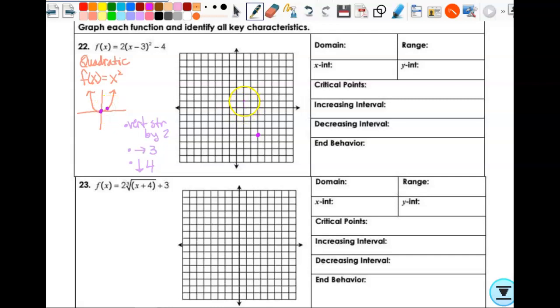1, 1. Vertical stretch by 2. That means I multiply my y value by 2. My y value is 1. It becomes 2. Then I go to the right 3: 1, 2, 3. And I go down 1, 2, 3, 4.